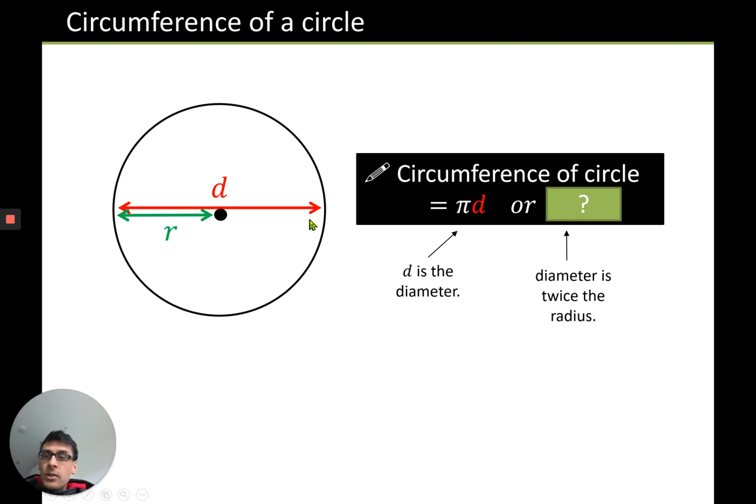Now the diameter is obviously twice the radius, so you can replace diameter with 2r, and just a nicer way to say it is 2 pi r. You could say 2r pi, but it sounds better to say 2 pi r. So these two are interchangeable. You probably already know this formula, but I'm covering it anyway.